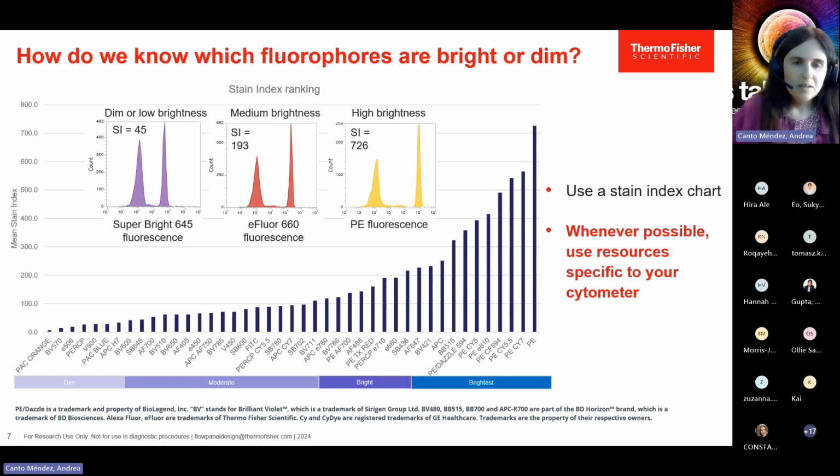To elaborate this type of resource, usually the same type of cells is used, the same antibody clone is used, and the only thing that changes is the fluorophore. By doing this, we can measure the influence of the fluorophore and measure its specific brightness.